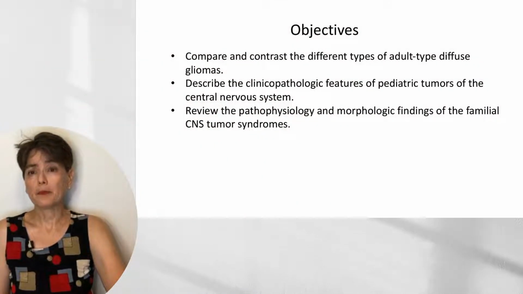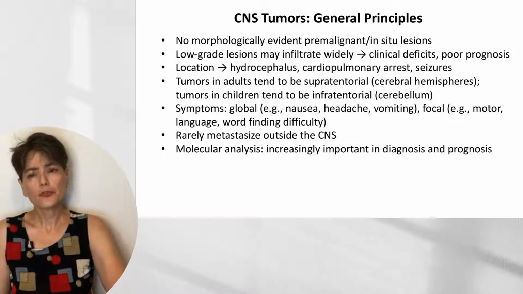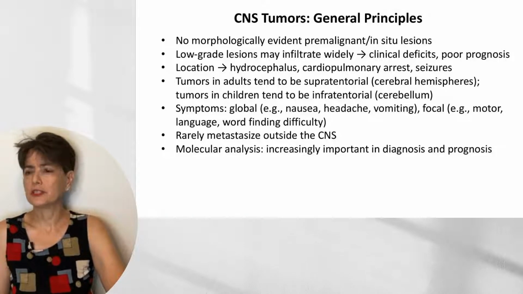I'm going to begin by comparing and contrasting the different types of adult-type diffuse gliomas. Next, I will describe the clinical pathologic features of pediatric tumors of the central nervous system, and I'll finish up by reviewing the pathophysiology and morphologic findings of the familial CNS tumor syndromes. So first, though, let's think about CNS tumors in general.